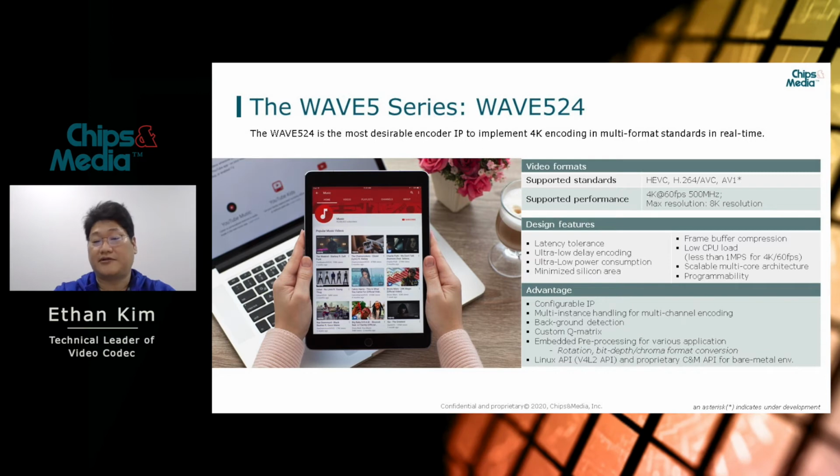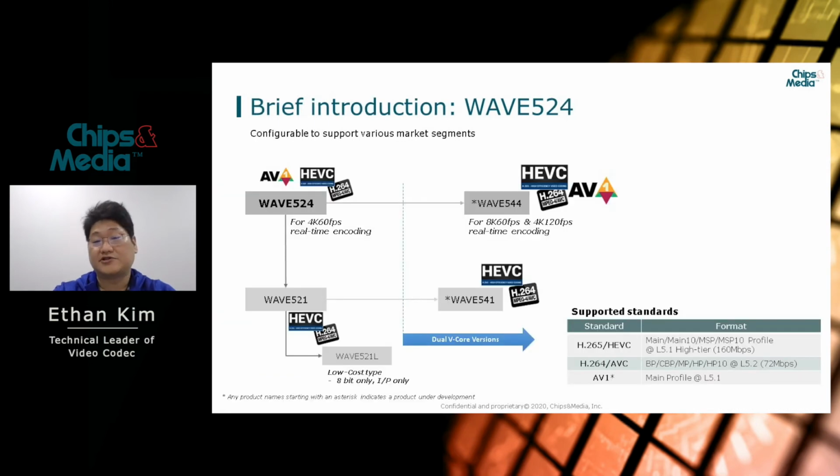WAVE524 also can run 32 encoder instances simultaneously. The encoder also has some tools to improve image quality, such as background detection, custom Q matrix, and so on. It has a preprocessor to support various pixel formats by using bit depth conversion and chroma format conversion. Just like decoders, the WAVE524 can configure the supported video codec standards, features, and performance based on the market needs.